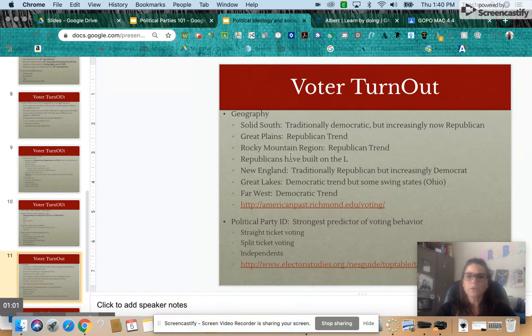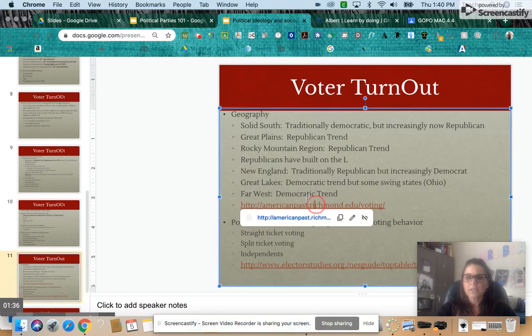There's a Republican trend there, as well as the Rocky Mountain region. We've talked before, I mentioned building on the L. I'll show you that map again. That's kind of that Rocky Mountain, Great Plains region, and then the South. That was a Republican strategy to get more electoral victories, especially at the presidential level. New England traditionally was Republican, but increasingly has become Democrat. The Great Lakes region, there's been a Democratic trend, but there also are some swing states there, like Ohio, for example, and a few others. The far west, like the West Coast, has a Democratic trend also.